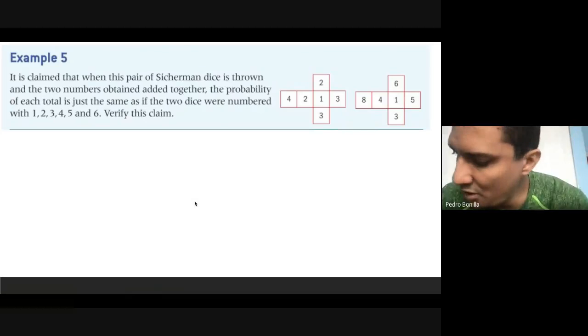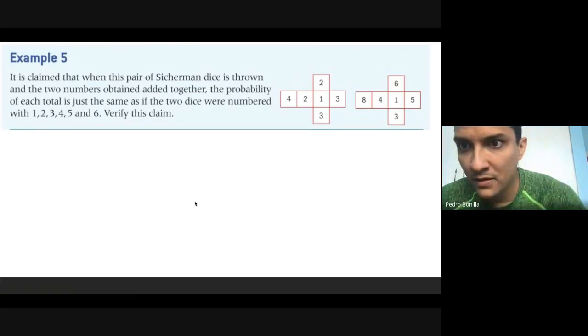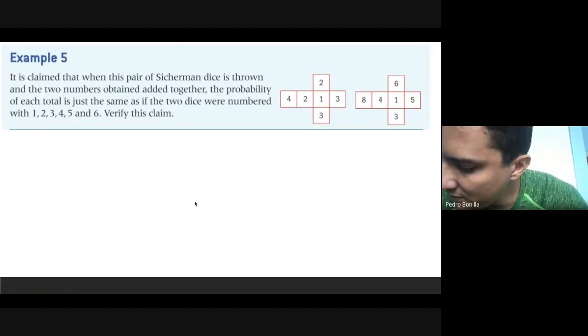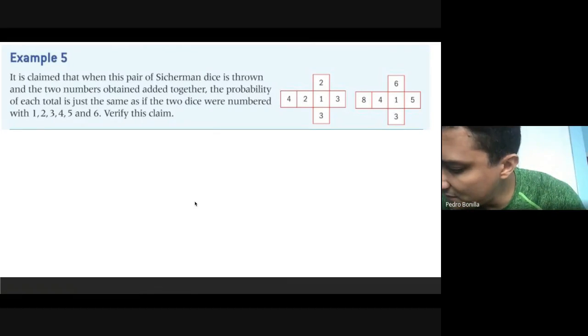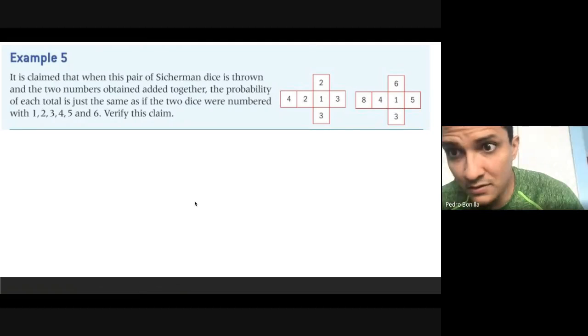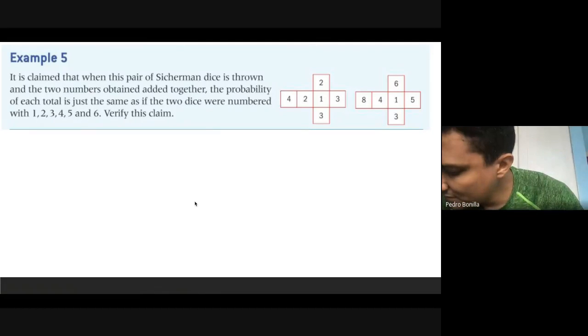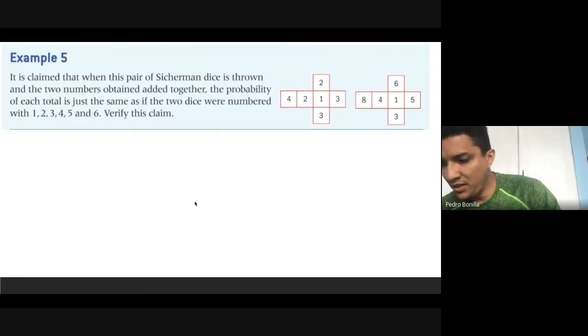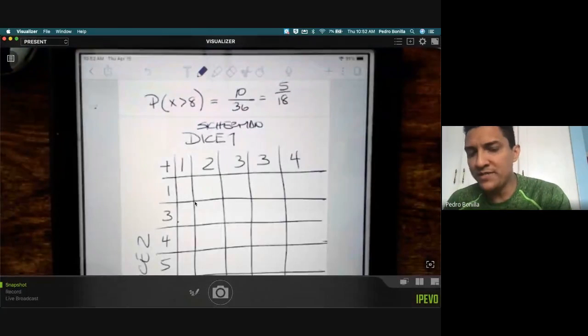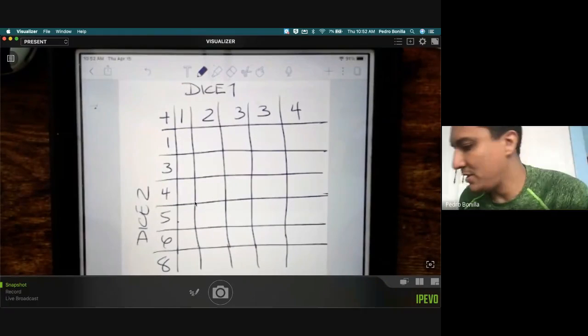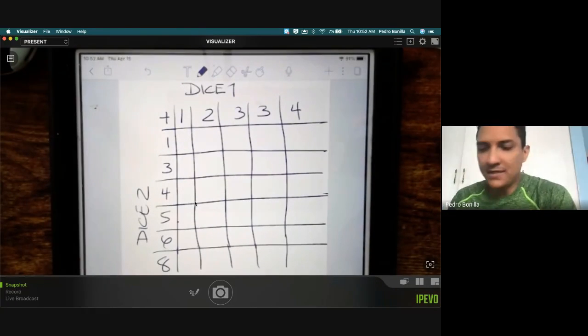So for the other dice, the options are 1, 3, 4, 5, 6, 8. Very good. And again, we are adding in this case. Not always is adding, guys. Sometimes the operation is going to be changed. So let's combine them.